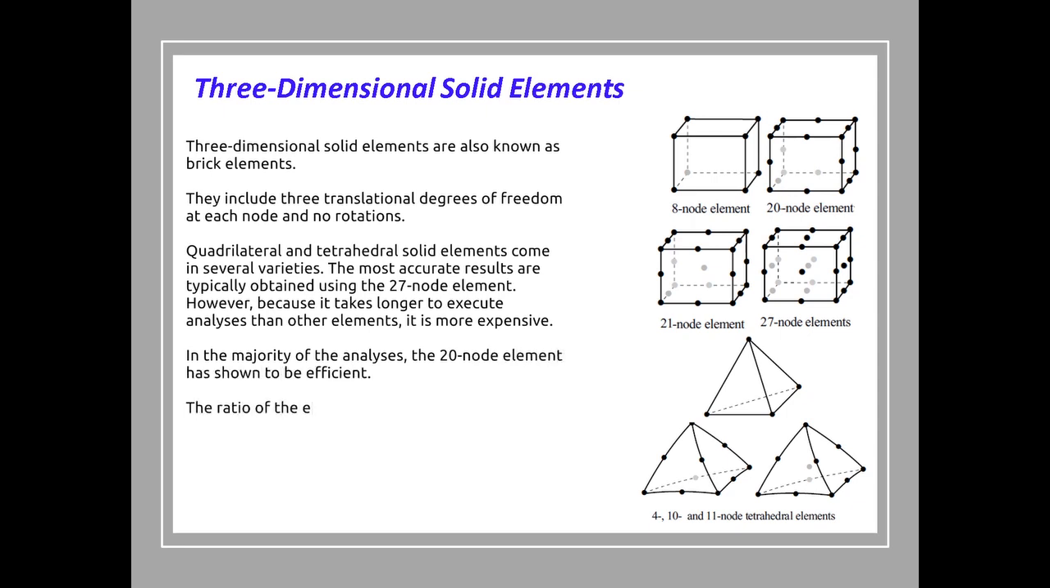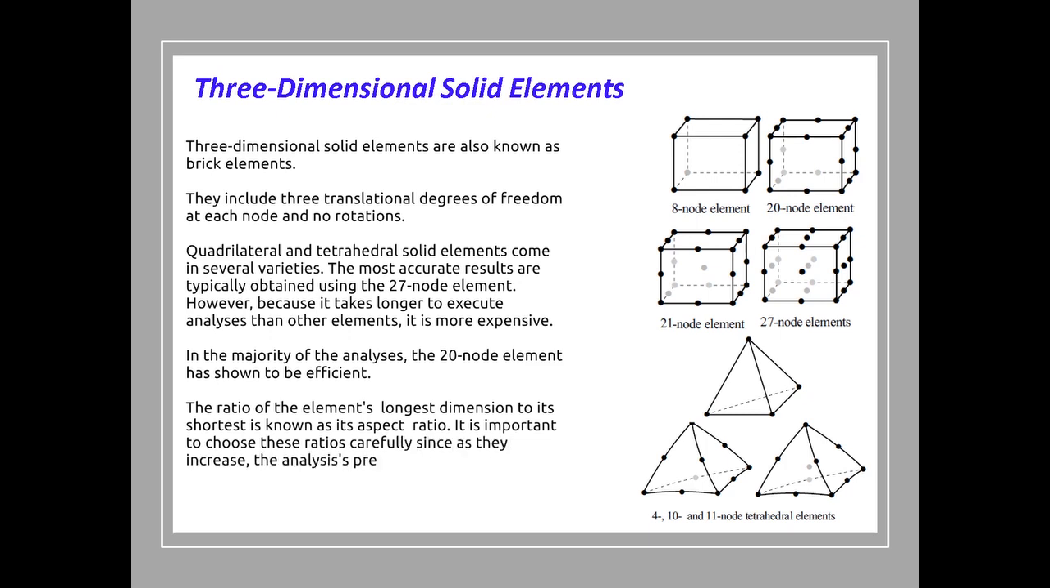The ratio of the element's longest dimension to its shortest is known as its aspect ratio. It is important to choose these ratios carefully since as they increase, the analysis's precision decreases.